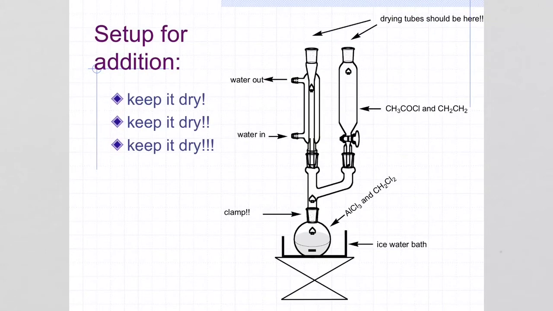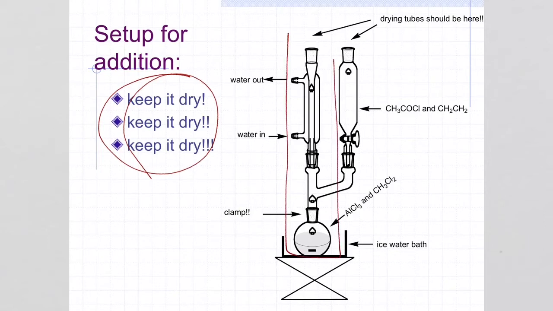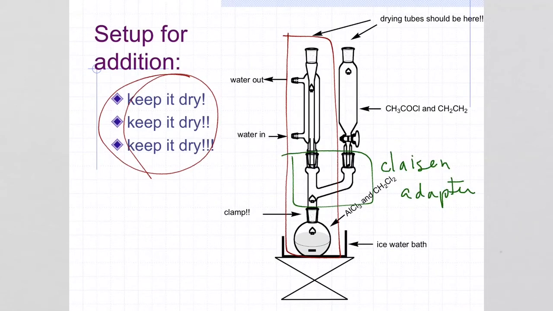So here's your setup for the reaction mixture. Obviously, since I've written it here 3 times with 6 exclamation points, it's really important that you keep this dry. This is a little bit different setup from what you've done before. It is very much like a reflux setup, which you've already done, but what we've done here is we've added in something called a Claisen adapter, and that basically gives us another inlet into the flask.